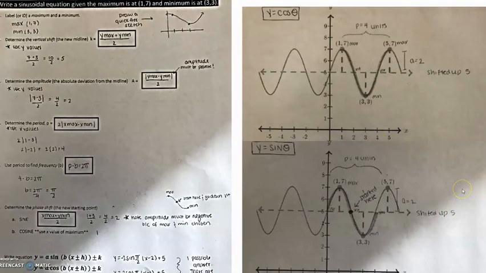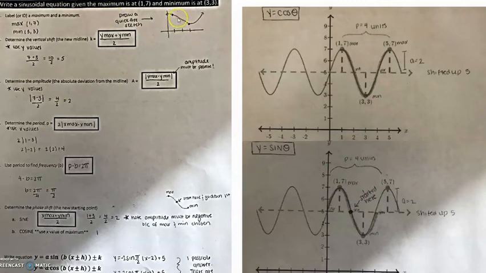So here's an example of one where I wrote out all the work for you, so I'll quickly go through it, and then obviously if you need to pause and continue looking at it more, please by all means do so. So I'm giving you that the max is (1,7) and the minimum is (3,3). So the first thing I do is I draw a sketch, and the reason I'm drawing a sketch is because I need to know if I'm going to have to make my amplitude positive or if I'm going to have to make it negative.